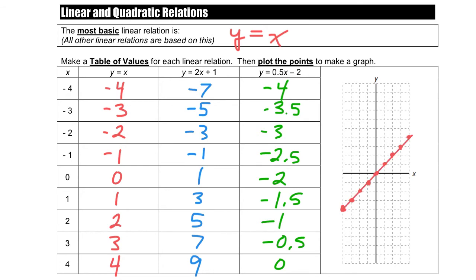Now, pause the video and try to draw the line for this relation, which I have in blue, and this relation, which I have in green. And you'll check back in to see how your graph compares to mine. So this is what your graphs should look like for each of these relations.